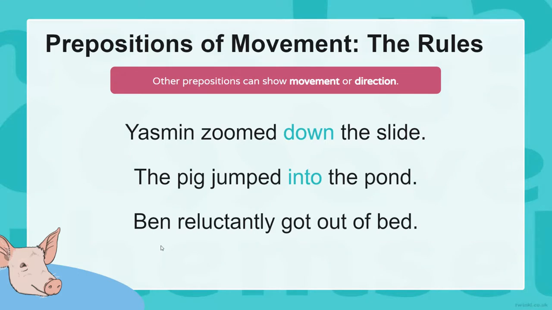Well done. Last but not least, Ben reluctantly got out of bed. Can we think of which preposition here shows a movement or a direction? Can you write it down? Remembering our lovely Year 6 cursive and joint handwriting. Superb, out of, because it's showing us the movement. He's getting out of something. You don't say out bed, out of bed.